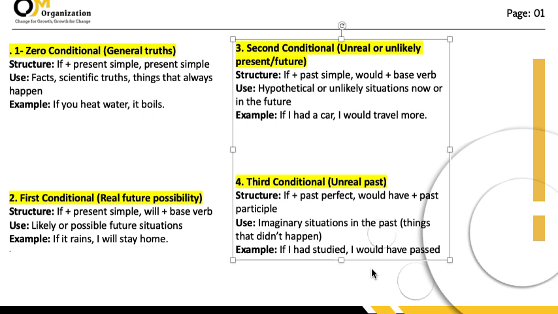So, in the next video, we're going to start talking about mixed conditional clauses. For now, this video is over.